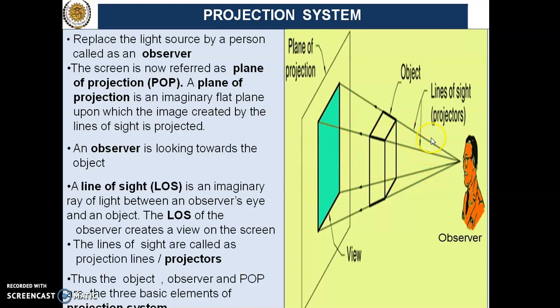A line of sight is an imaginary ray of light between the observer's eye and the object. The lines of sight of the observer create a view on the screen. These lines of sight are called projection lines or projectors. Thus, the object, the observer, and the plane of projection are the three basic elements of the projection system.